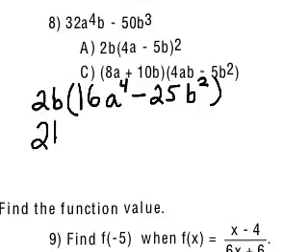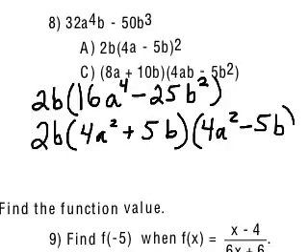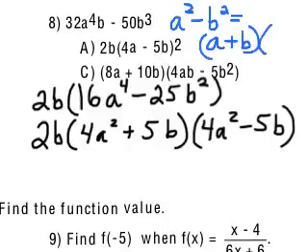So we'll go 2b times 4a to the second power plus 5b, and that will be times 4a to the second minus 5b. You can compare this to the difference of two squares if it was just like a squared minus b squared, because that would be a plus b times a minus b.